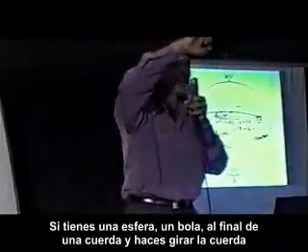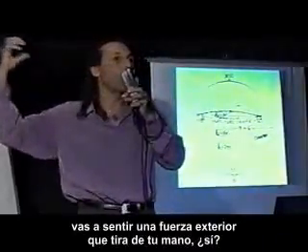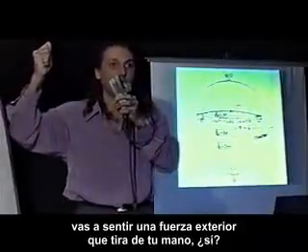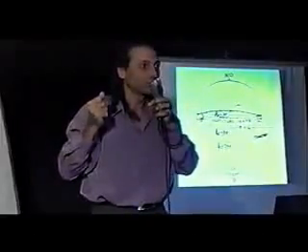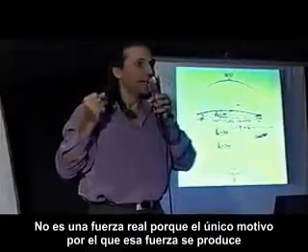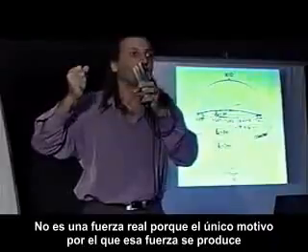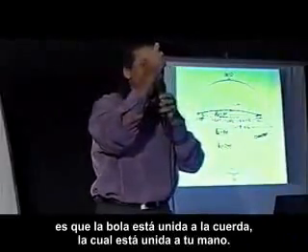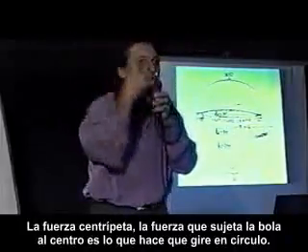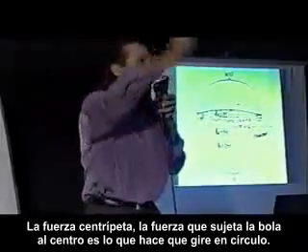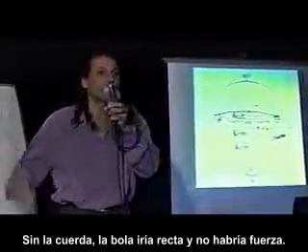If you have a sphere or a ball on the end of a rope and you spin the rope, you're going to feel a force outside pulling away from your hand, right? That is not a true force. It's called centrifugal force. It's not a true force because the only reason that force is occurring is because the ball is attached to the rope, which is attached to your hand. The centripetal force, the force that's holding the ball to the center, is what's making it go in a circle. Without the string, the ball is going straight and there's no force.